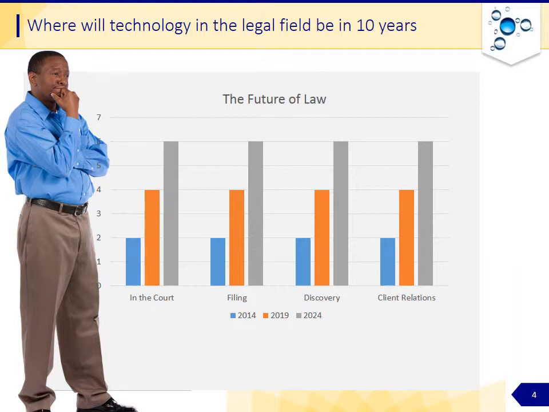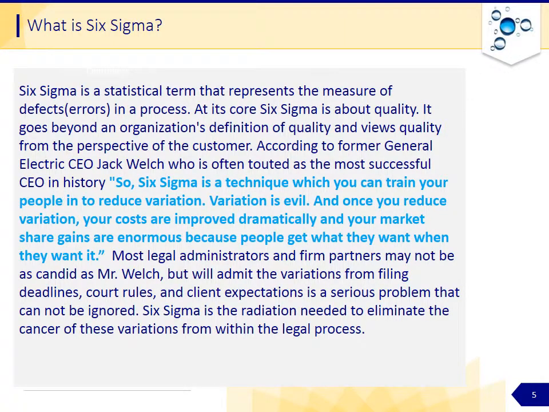And so that's where Six Sigma comes in, because it allows for a systematic and consistent way to be able to address errors to reduce those particular errors. And in the future, it's going to be more so important, when you're dealing with e-courtrooms and e-filing and e-discovery, and even communications with clients electronically. So what exactly is Six Sigma?